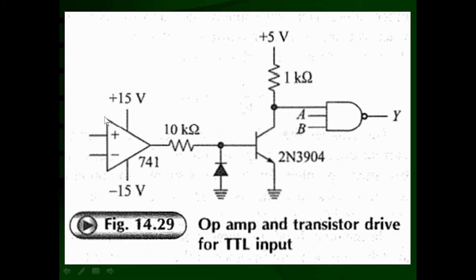This is your op-amp, which has a non-inverting terminal plus and an inverting terminal minus. The split power supply is plus 15 volt and minus 15 volt, and this is the 741 operational amplifier. The output of the op-amp is normally swinging from plus 15 to minus 15 volt. So it cannot be directly connected to the TTL input. So an intermediate stage or buffer stage of transistor we require. Here we have connected a 2N3904, an NPN transistor, which we are going to utilize here.